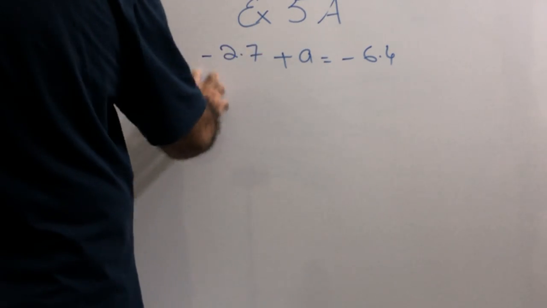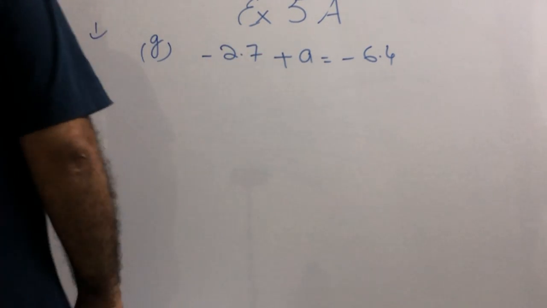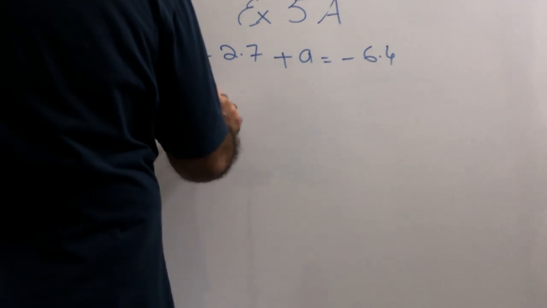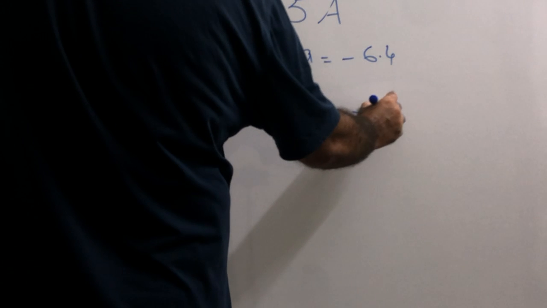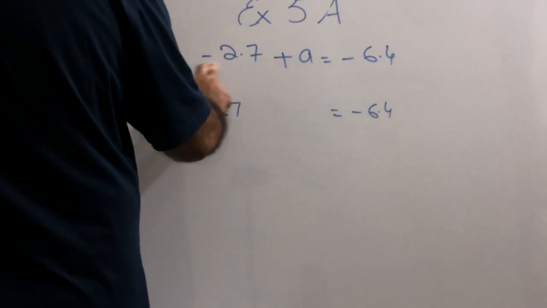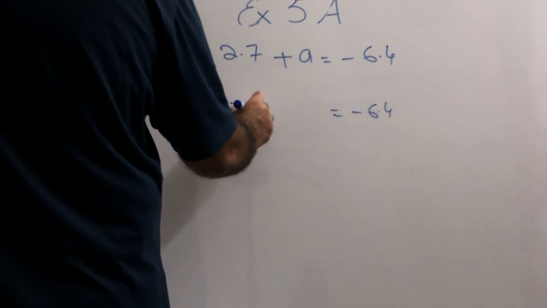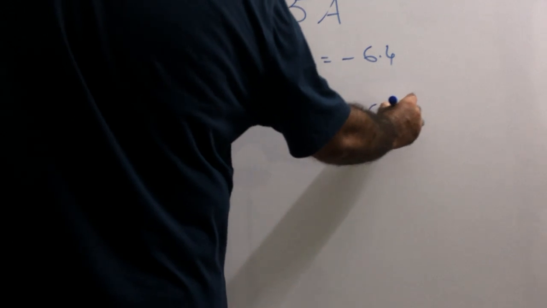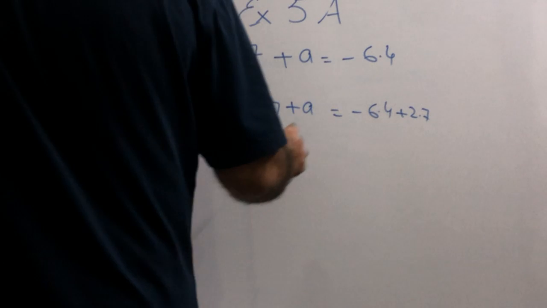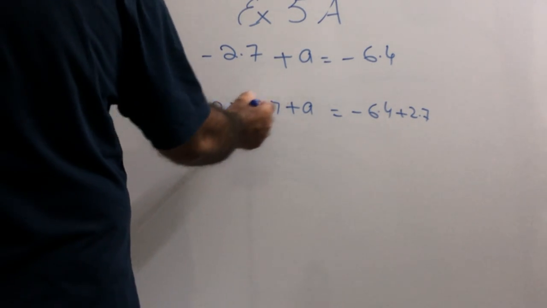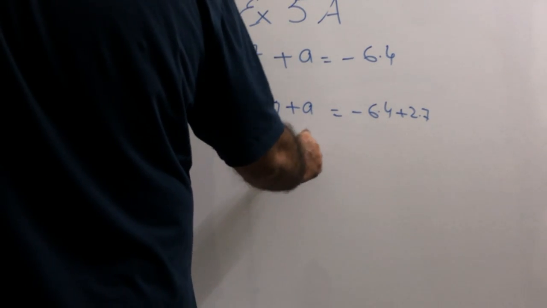We can't see it here. So to cancel it out, what we'll do is, this is minus 2.7, so we'll do plus 2.7 on both sides. This remains the same, okay. This way it will be cancelled out, so we have A on the left side.